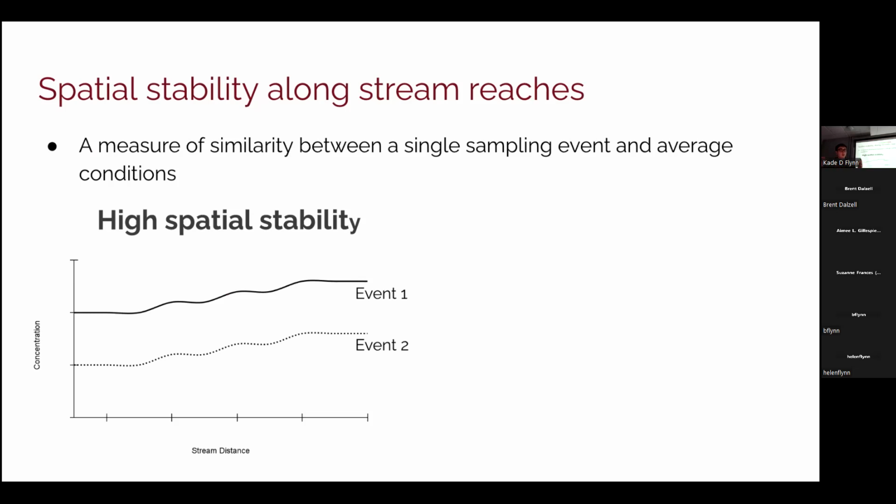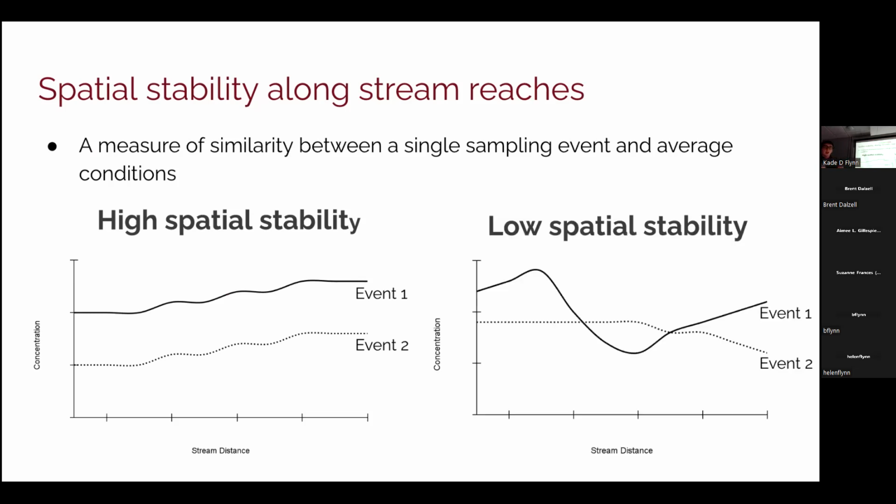And we paddle this on two different events. If this pattern in nitrate concentration that we observe is similar, this would be classified as a region with high spatial stability. Conversely, if between these two events, this pattern in nitrate concentration is variable, this would be low spatial stability. This indicates that the features influencing the stream nitrate concentrations that we're measuring change through time.